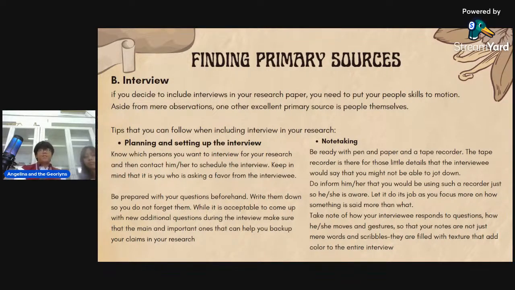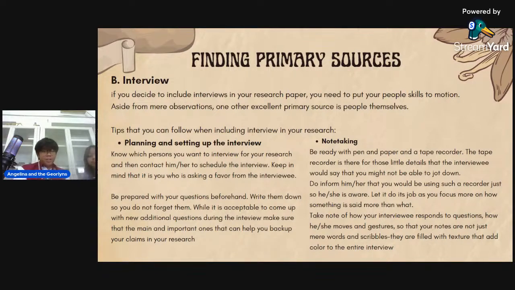So interviewing is a very helpful way to get your data gathering, to conduct your research. Yeah, basically you want to see different perspectives of their opinion and stuff like that.